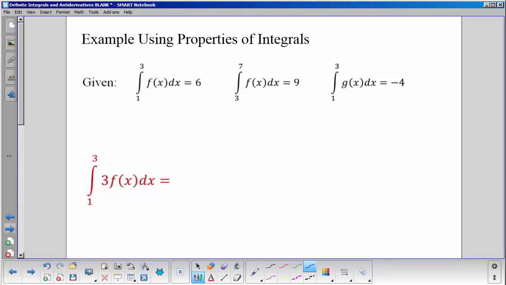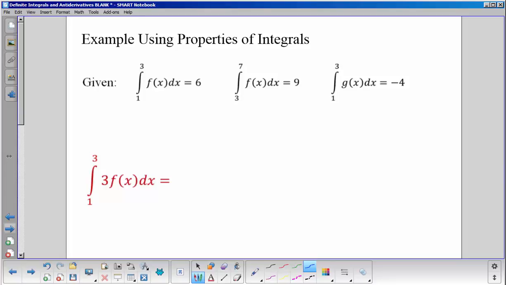All right, so I was excited to get to this. This is kind of fun, the stuff that we do here. So this says you're given that the integral from 1 to 3 under f is equal to 6. And then the integral from 3 to 7 is 9. And then the integral from 1 to 3 of g of x, the area under that curve from 1 to 3, is negative 4. What does that mean? That this is negative. What is below, right?